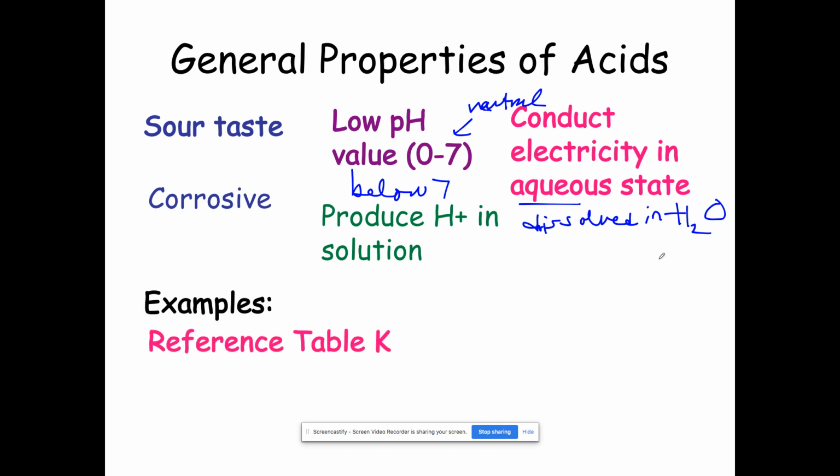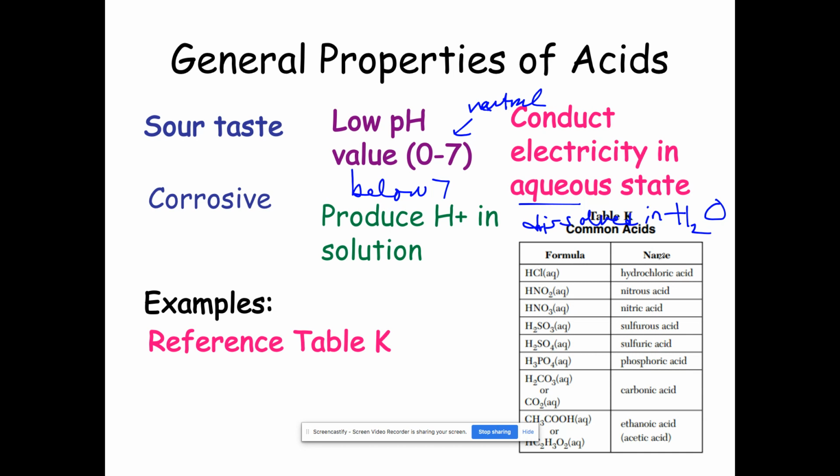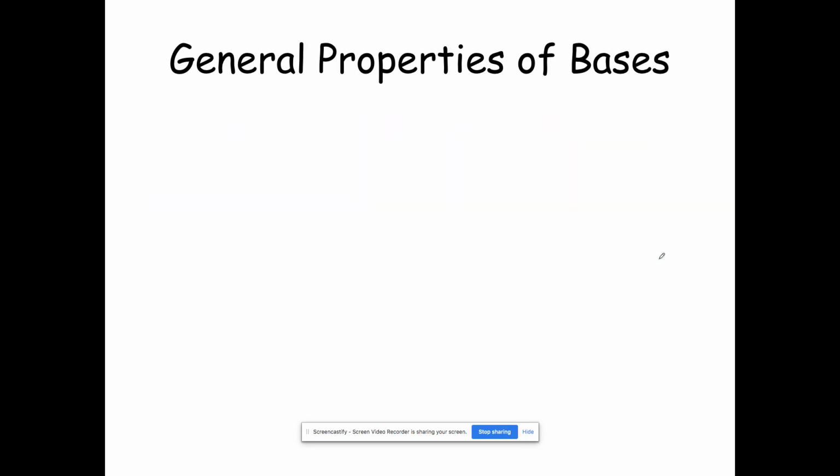So some common examples are anything on table K. So if you were to turn there, hydrochloric acid and all the rest. So all of those, we've got citrus fruits, coffee, that kind of stuff.